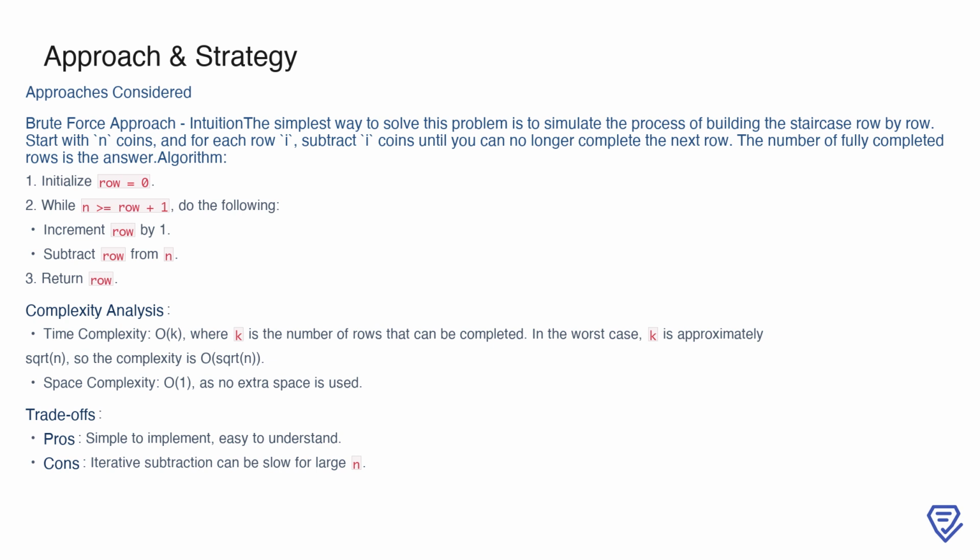While this method is easy to understand and implement, its time complexity is O(k), where k is the number of rows that can be completed, which grows roughly as the square root of n. This means that for very large values of n, the approach can become inefficient. Additionally, it has a space complexity of O(1), as no extra memory is required. The trade-off here is that while the brute force approach is simple, it can be slow for larger inputs due to the iterative subtraction process.